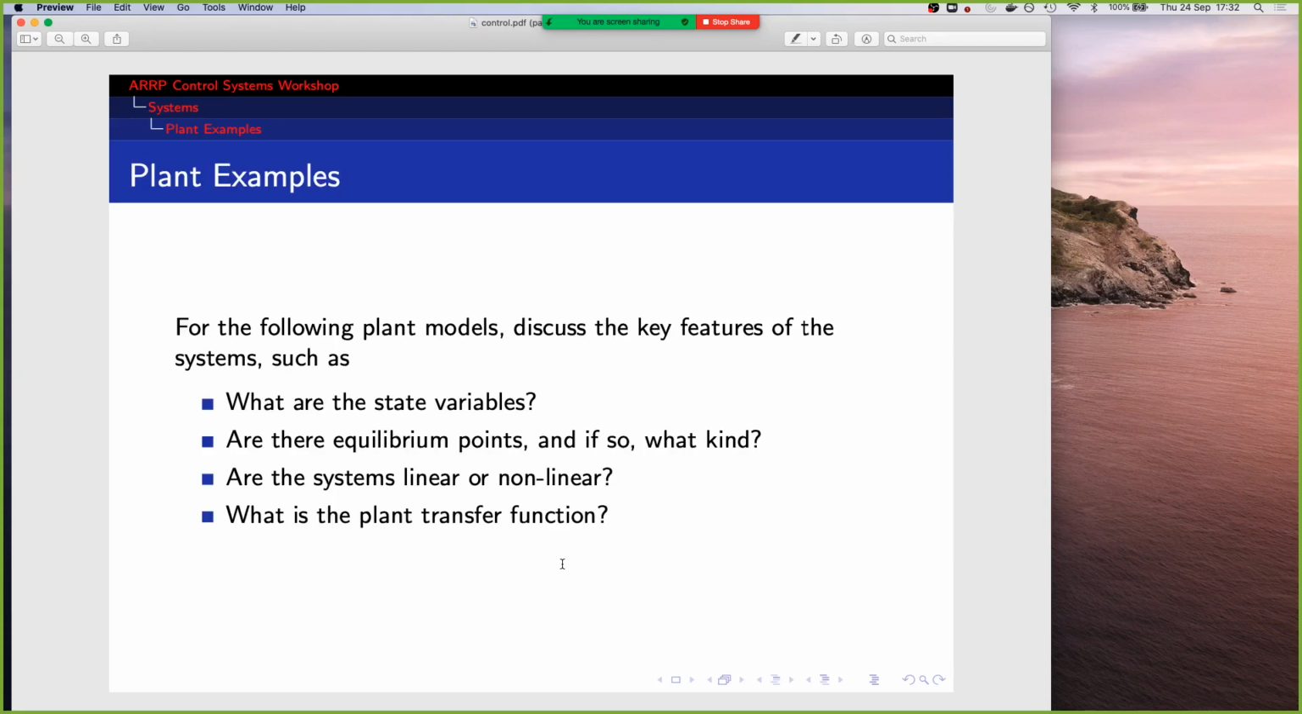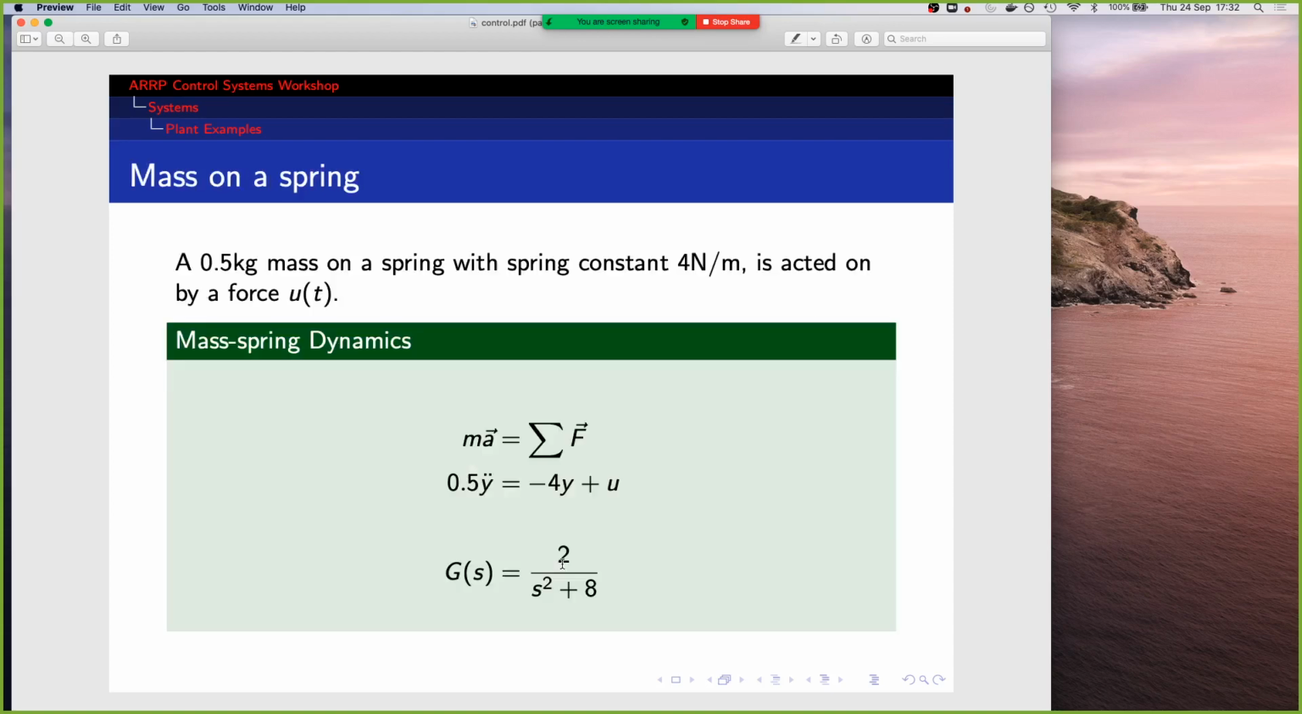What else did I ask? So are there equilibrium points for this system? Yep, exactly. So we can, well, just be careful because there's a driving force in this one. So we set derivatives to 0, so that would get rid of this term. So we have 0 equals minus 4y plus u.